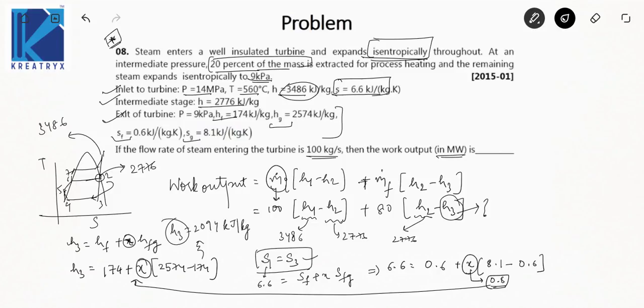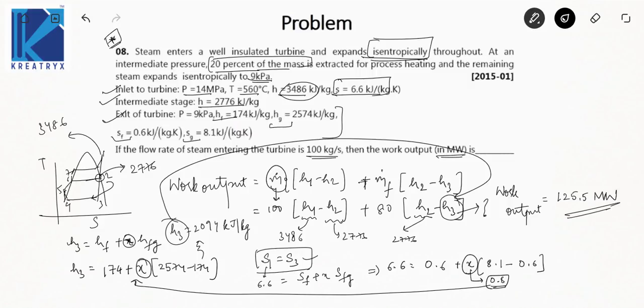Great. Now you've got H3. Put this H3 here. What you get? You get the work output, whose value will be 125.5 megawatt converted in megawatt. Okay, because you have to fill the answer in megawatt. So yes, this was a nice question. Okay, thank you.